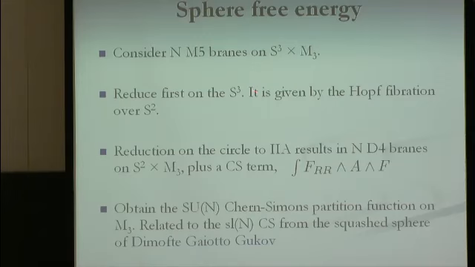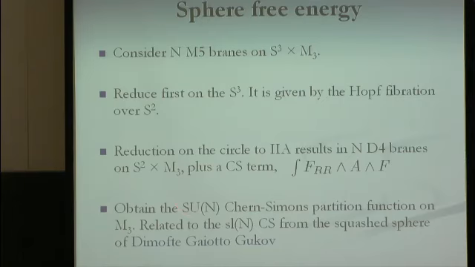So it looks like a Hopf fibration over S2. So if I first go down on the Hopf fiber to type 2A, I'll get N D4 branes on S2 times M3, and some kind of Chern-Simons term on the brane. So this is the Ramond-Ramond 2 form on the S2 because this was a non-trivial fibration, and this is the Chern-Simons form on the other 2 + 1 directions, in other words on M3. So because I have this D4 theory on S2, everything just gets massive except for the gauge field. So I end up with SU(N) Chern-Simons on M3.